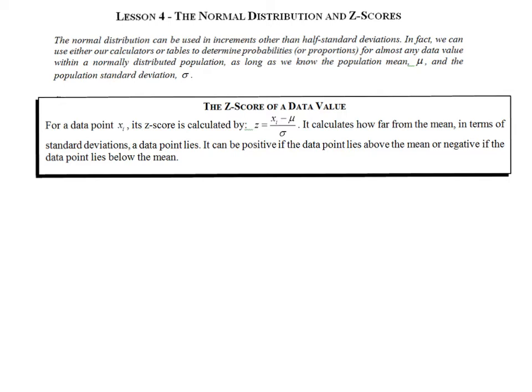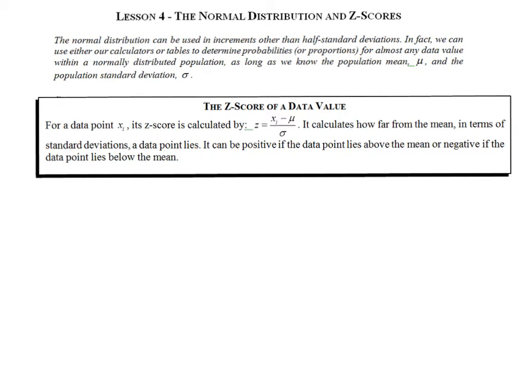Today in lesson number 4, we're going to take a look at the normal distribution and how we can apply z-scores to evaluate how far away a certain score is from the mean in terms of the standard deviation. So the normal distribution can be used in increments other than half standard deviations.